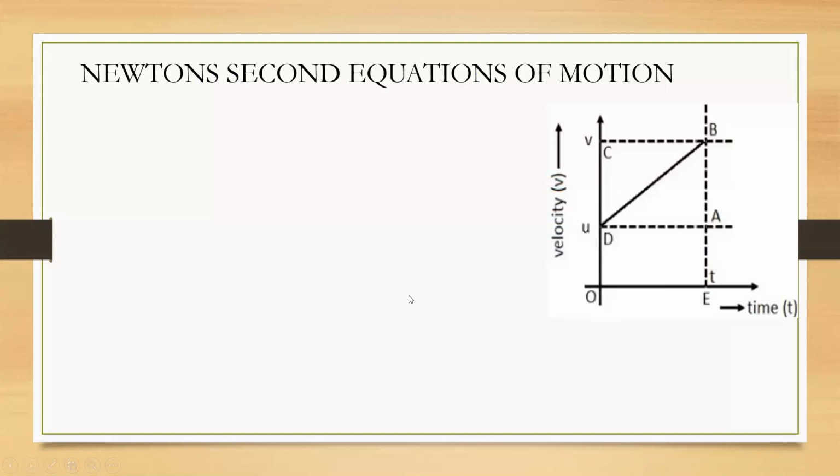Newton's second equation of motion gives the relationship between displacement and time. From this velocity-time graph, the distance covered by the object will be equal to the area of the quadrangle. We have already learned in the distance-time graph that the distance covered is equal to the area under the graph. So in this graph, the distance covered will be equal to the area of quadrangle DOEB.